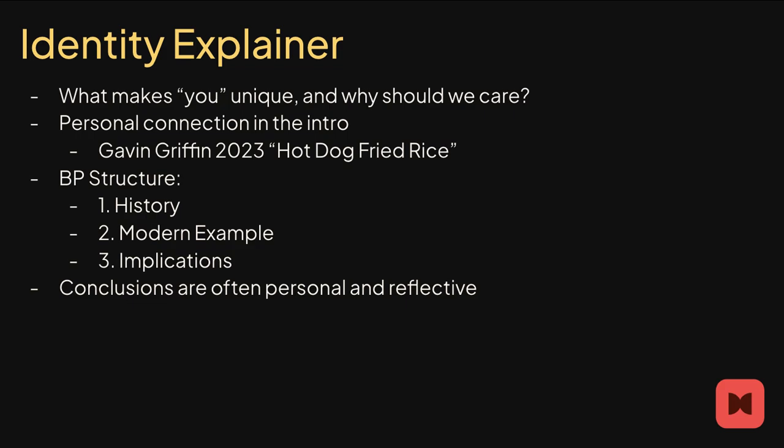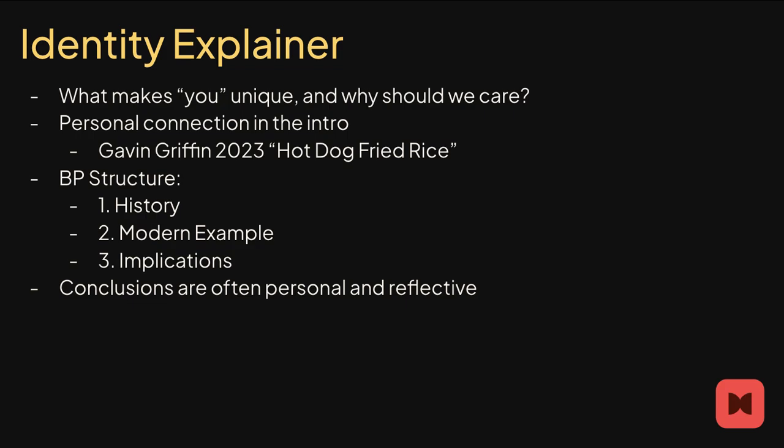The first thing that you'll notice about an identity explainer is that it has a very strong personal connection, usually in the intro. For example, in Gavin's speech, his hook is about how his mom made hot dog fried rice, which is a mix of Chinese and Western cuisine. As a result, it made him reflect on his identity as being both Chinese and white, but also being neither at the same time. For most of these speeches, you want to establish that personal connection in the beginning because that gives you a lot of credibility surrounding the topic.